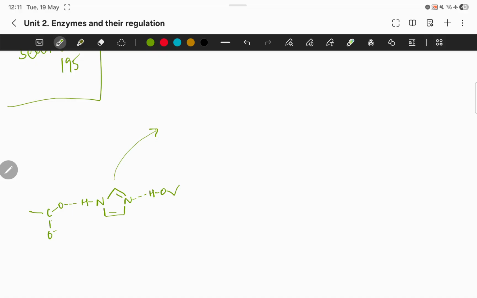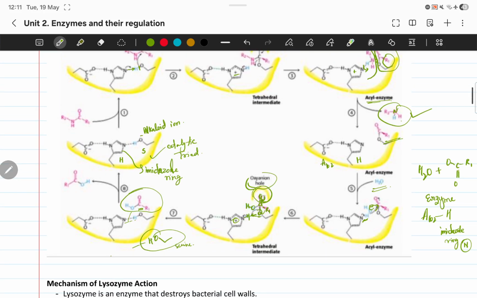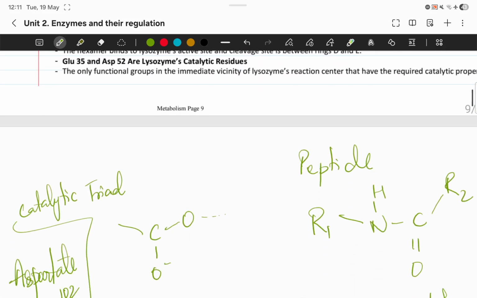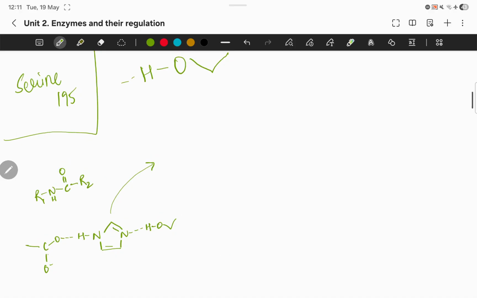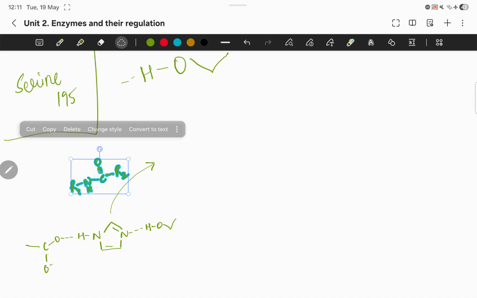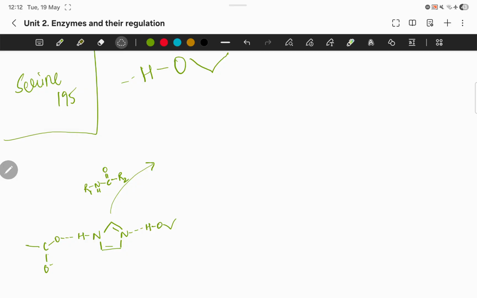Okay, so what is happening? Straight away we are getting peptide. Okay, peptide R1 NH C double bond O R2. We are giving it. Next step. Why can I not write aspartate like A? Okay, because nothing is happening there, right? But we cannot, so let's just write it like this.